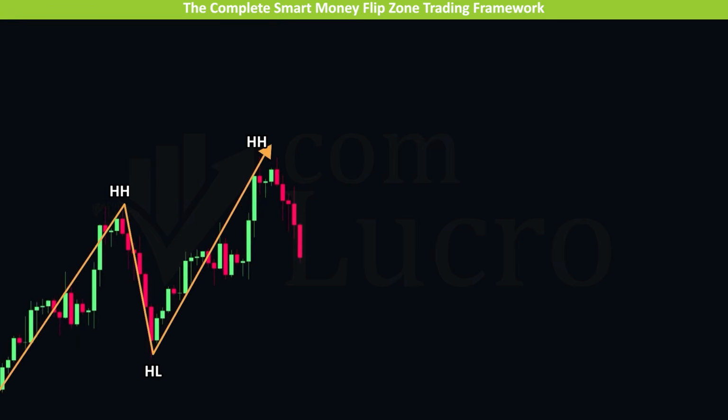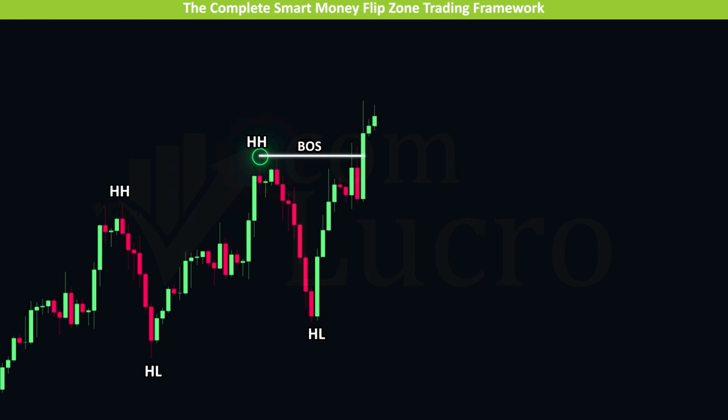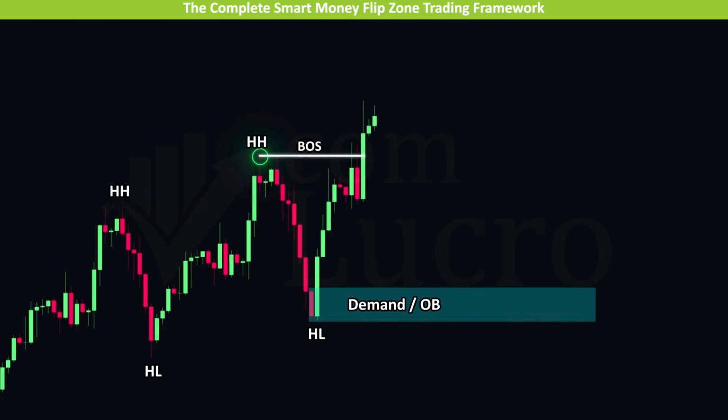Now, pay close attention. Price pushes higher and breaks above the previous swing high. This movement represents a clear break of structure and signals strong buying pressure in the market. So, what do we do next? Instead of reacting immediately, we look back on the chart and identify where that impulsive move started. That origin point defines our demand zone. This is the area where buyers stepped in with enough strength to break market structure.